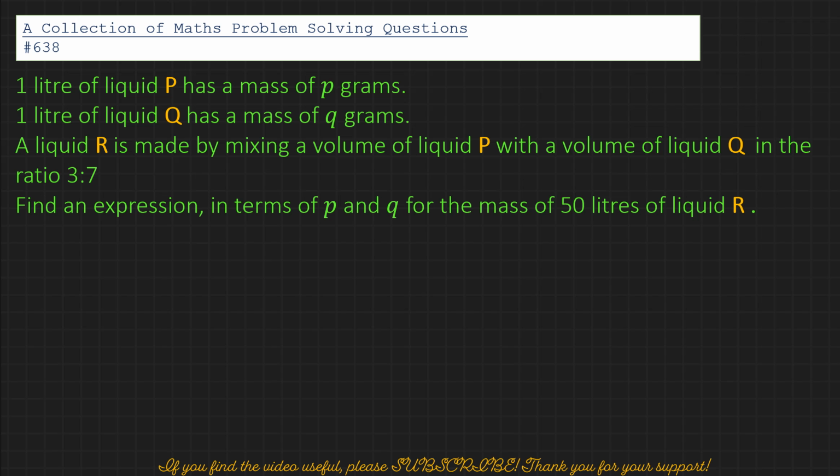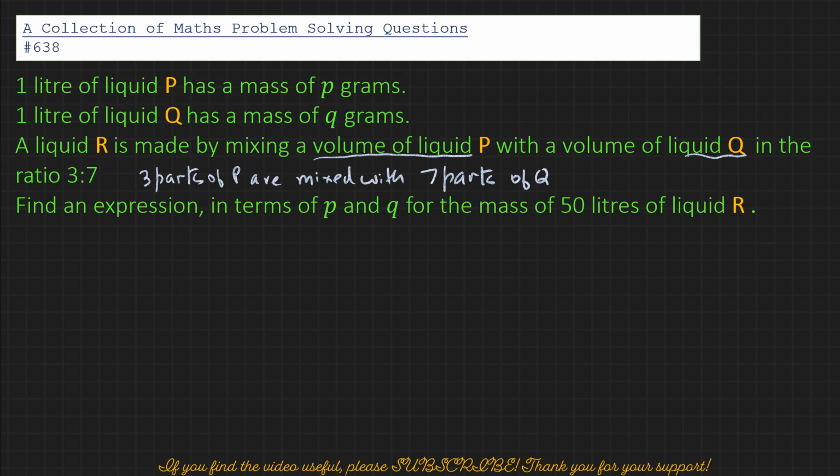So what we start with is the volume of the liquid P and the volume of the liquid Q. So you see, mixing it in the ratio of 3:7 would mean that 3 parts of P are mixed with 7 parts of Q.